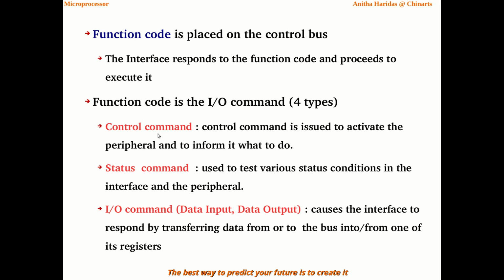So when I say control command, the control command is issued to activate the peripheral and to inform it what to do. Now, what do you mean by this? The control command will be, suppose for example, when you give a command to the printer, it may be used for printing. The control command for a printer may be printing, or it may instruct the printer to roll the papers, or you may want to form feed the paper, or you may want to leave a particular page, then print the data in the next page. This is what you call a control command.